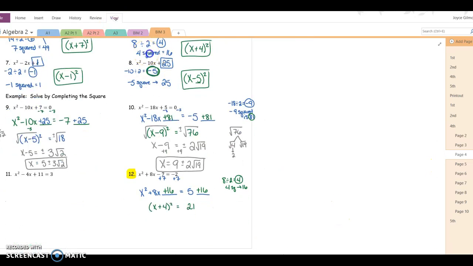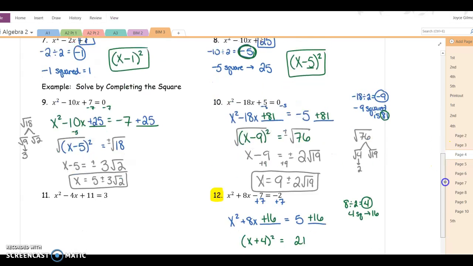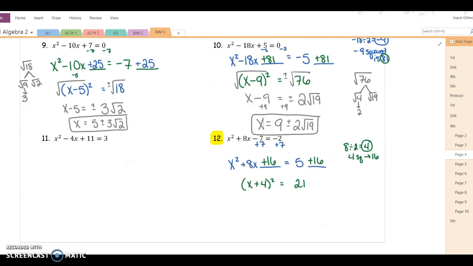To finish solving this, we are going to square root both sides. Don't forget your plus or minus. So x plus 4 equals positive or negative. Can we simplify the square root of 21? I don't think so. So our final answer is negative 4 plus or minus the square root of 21.